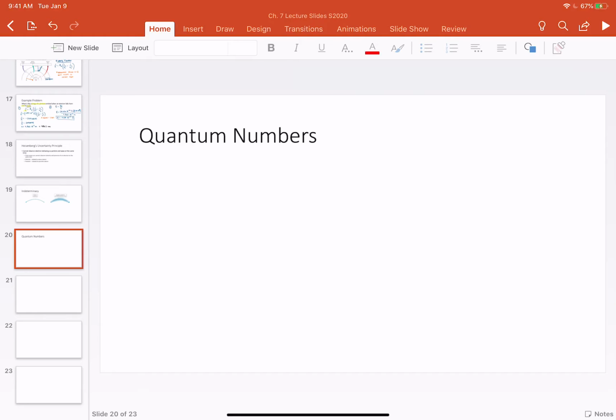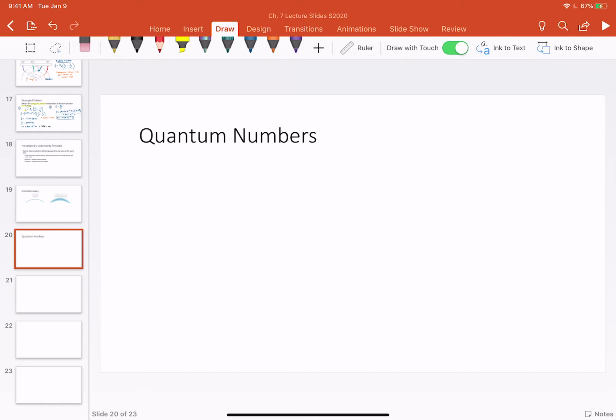In our last lecture, we talked about the Heisenberg uncertainty principle and how, because of this principle, we can't know exactly where an electron is going to be. But what we can know is we can come up with a prediction for where the electron is most likely to show up in an atom. So this is a probability distribution diagram, or a probability distribution map, and in chemistry, we call this an orbital. So an orbital is the area of an atom where an electron is most likely to show up.